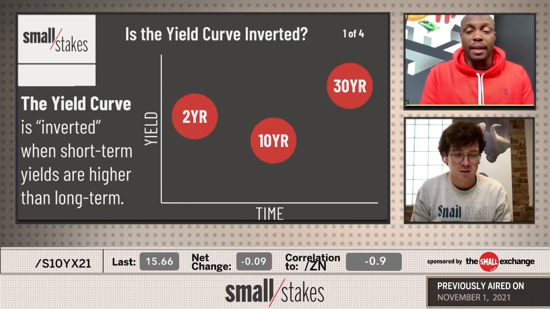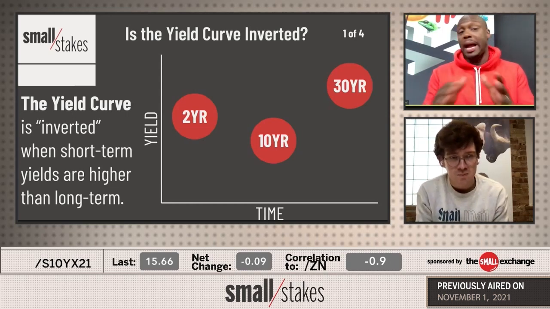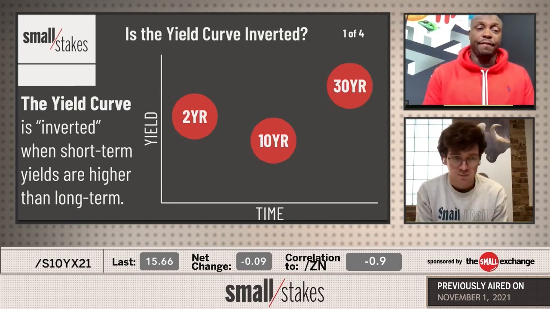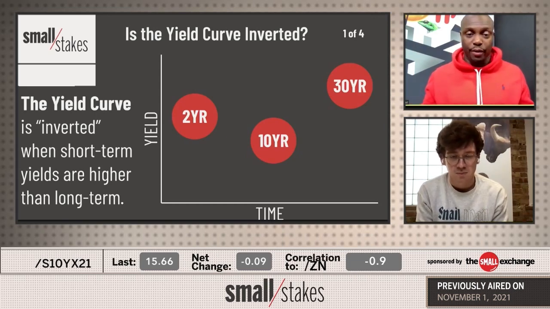Certainly, yeah. And this is a proposed example, right? This is not what we're actually seeing. No. This is just if the yield curve were inverted right now, the 2-year would be trading above the 10-year, for example, right?